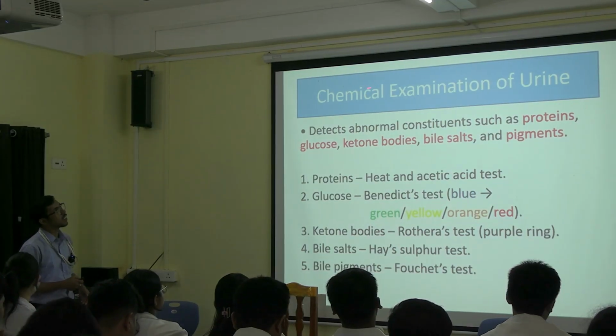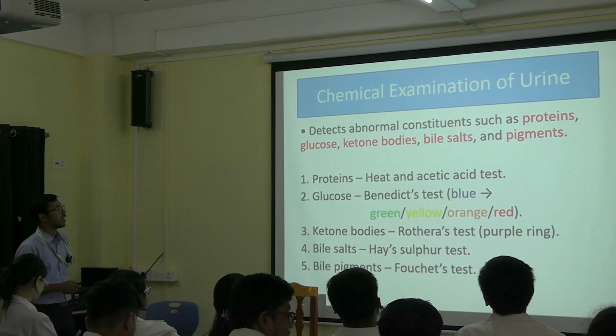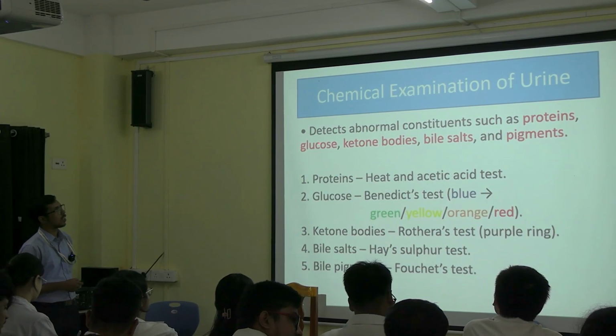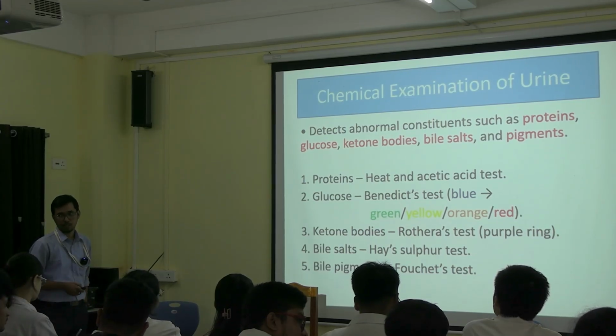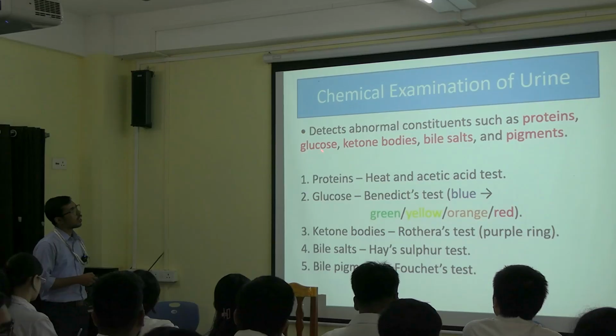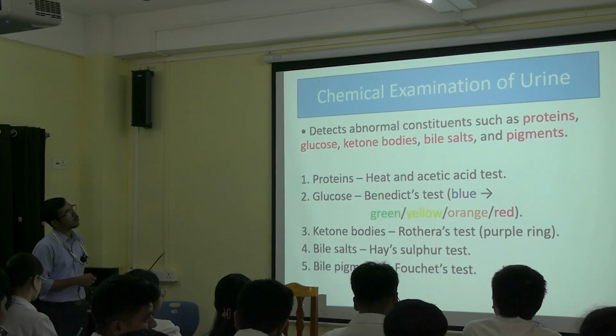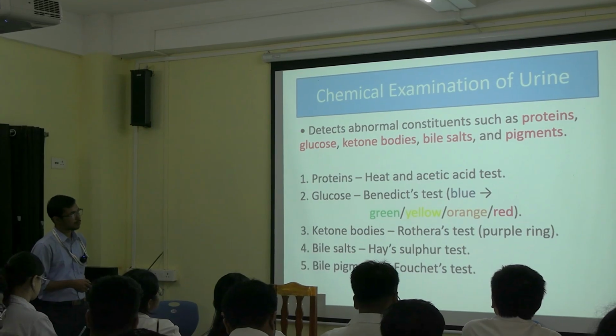Now the chemical examination of urine. In chemical examination, what do we detect? This chemical examination we will be doing in our practical classes from next day onwards. So we can detect glucose, ketone bodies, proteins, bile salts, and pigments.